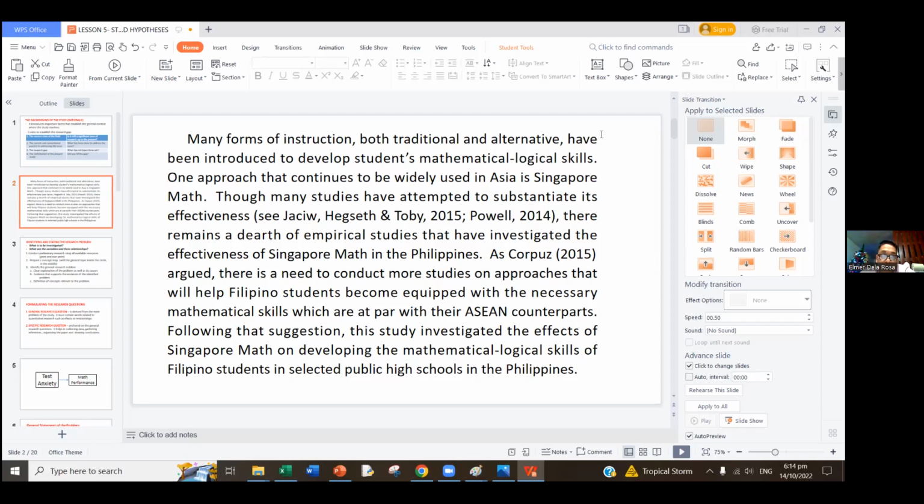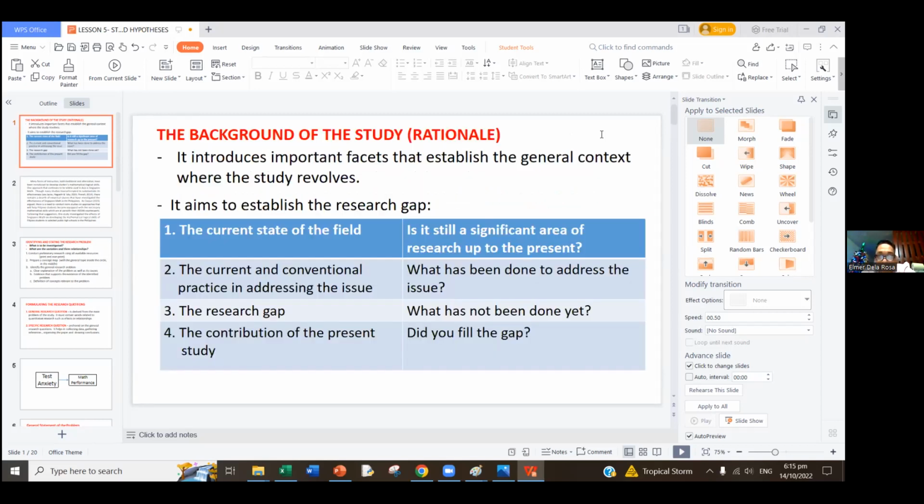Following that suggestion, this study investigated the effects of Singapore math on developing the mathematical skills of Filipino students in selected public high schools in the Philippines. So this is how the background of the study is established or written. Now, isa-isahin nga natin yung ating elements. No? Balikan natin yung elements na yon. Unahin ko ulit, the current state of the field. Ano daw yung conventional and current practices? Ano yung research gap? And did the research fill the gap?